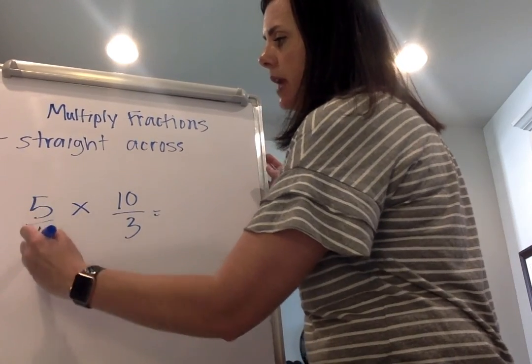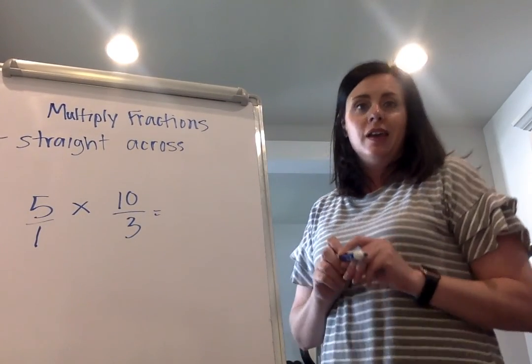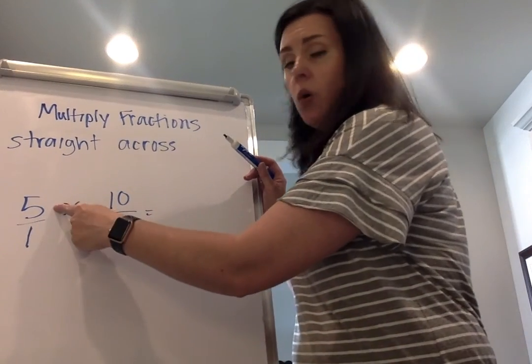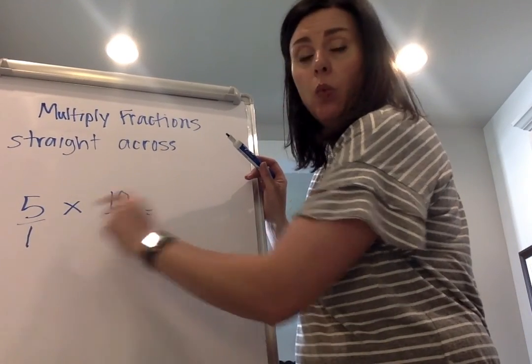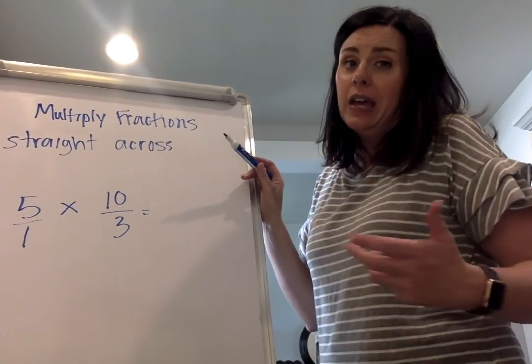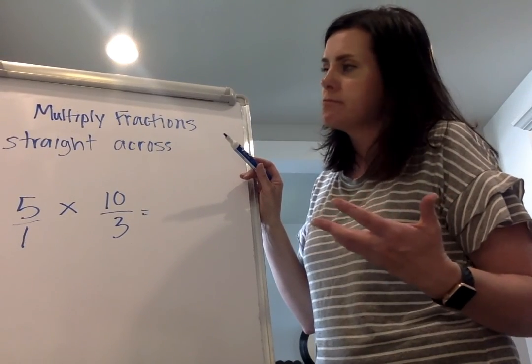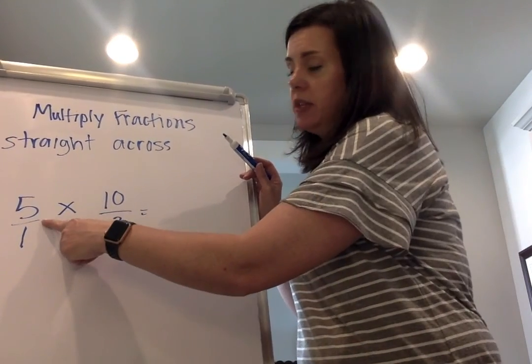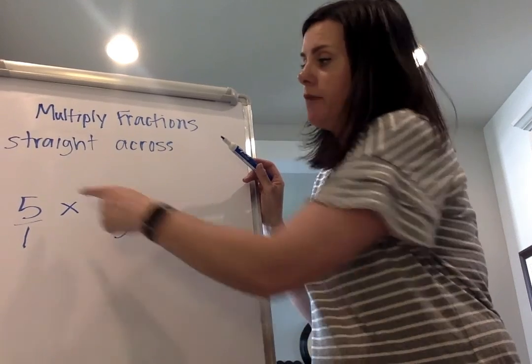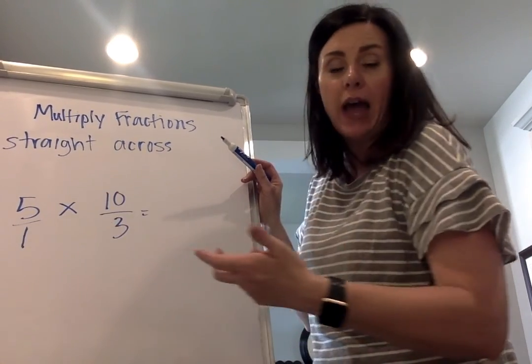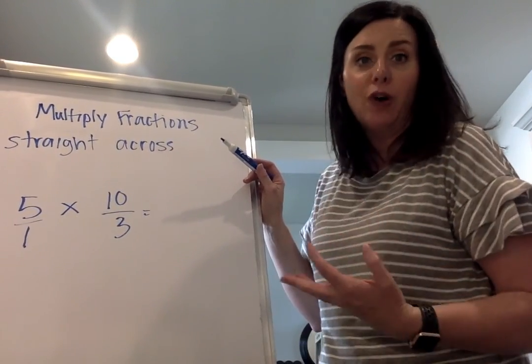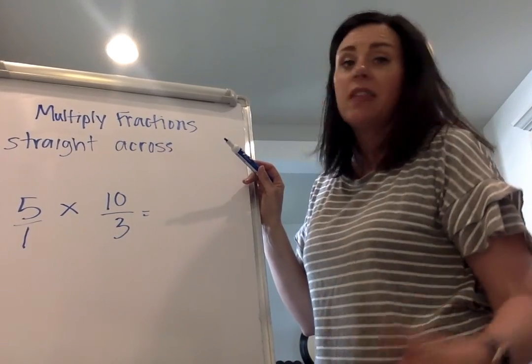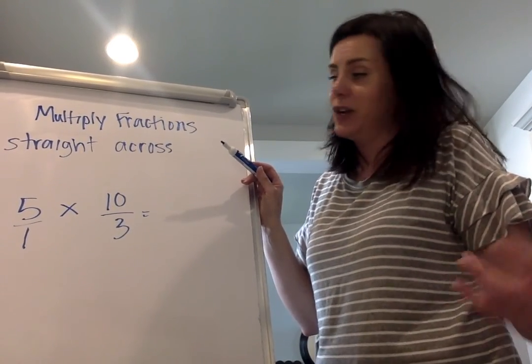I'm writing with my left hand, which is not smart. There we go. Right? We're going to just change any whole number to a fraction by adding a 1 underneath. It works. We also say that this fraction bar could be a division bar, right? 5 divided by 1 is still 5. 5 over 1 is 5 wholes. It works, okay? Then we multiply straight across.